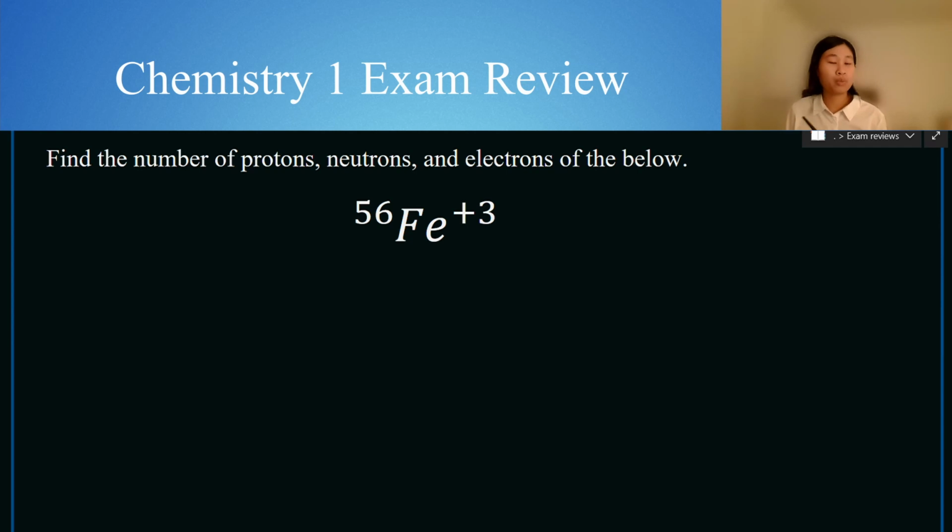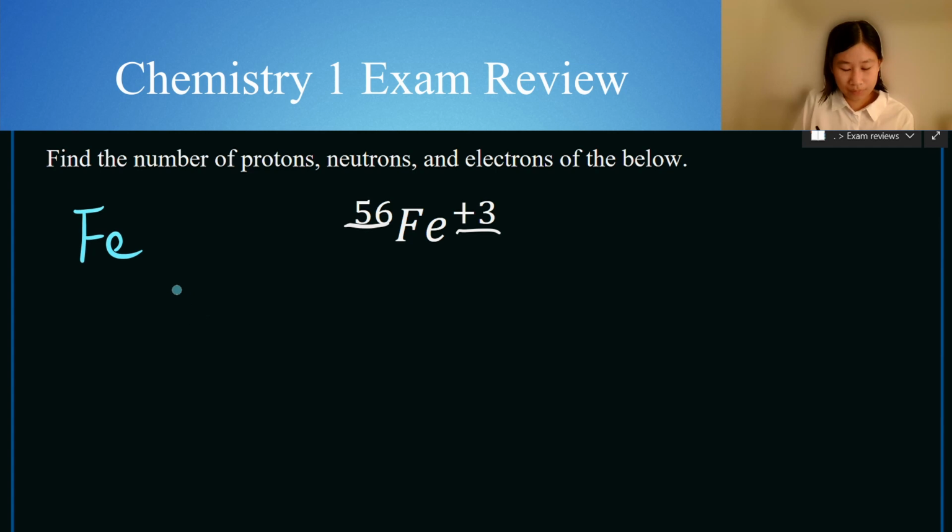And in this question, we want to find the number of protons, neutrons, and electrons of iron, okay? And this iron atom has a positive 3 charge here and a mass number of 56. First, let's do the easiest part and find how many protons iron has, okay?